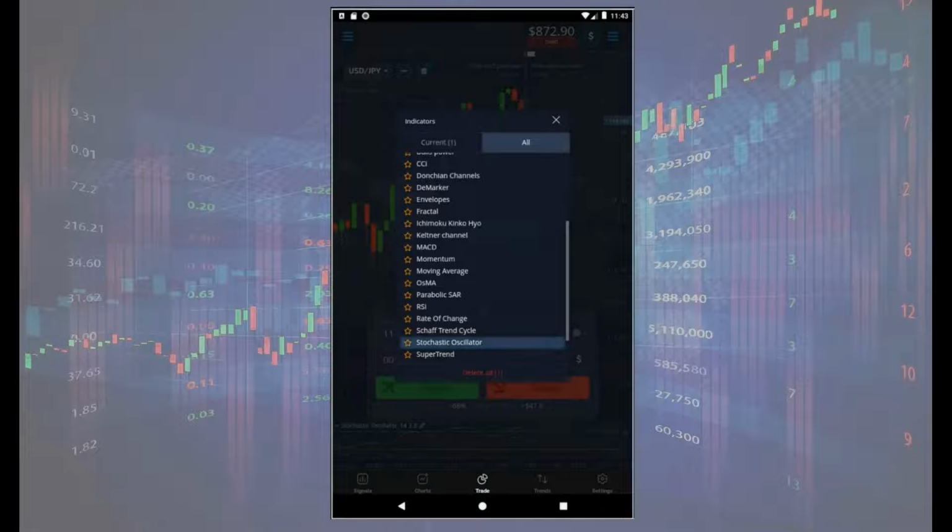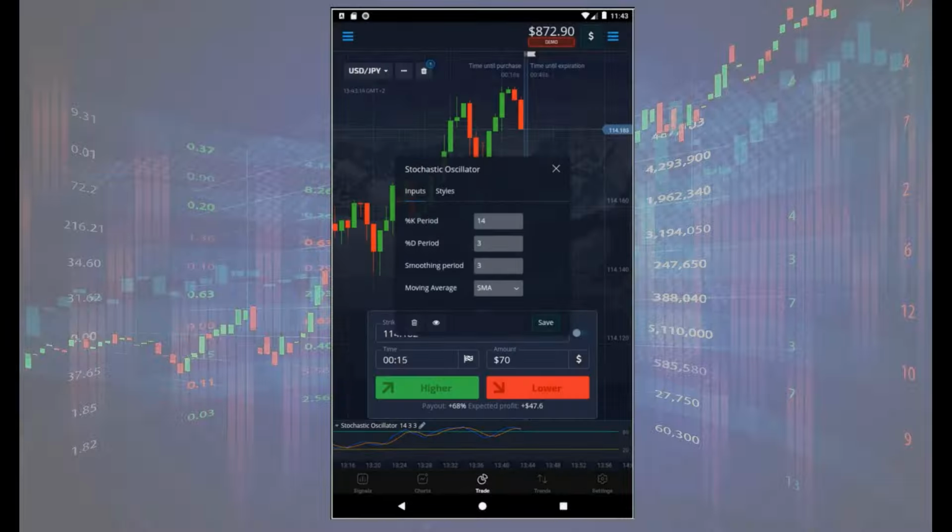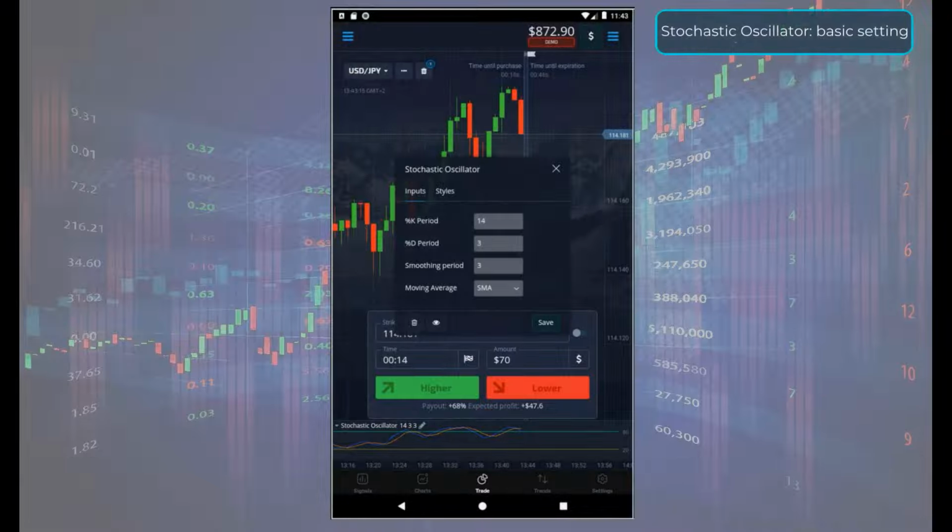Stochastic. The oscillator will assess the current balance between buyers and sellers. The indicator above level 80 means the end of the uptrend, overbought; below 20 means the end of the downtrend, oversold.